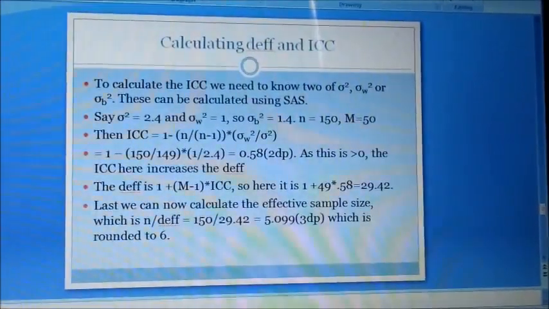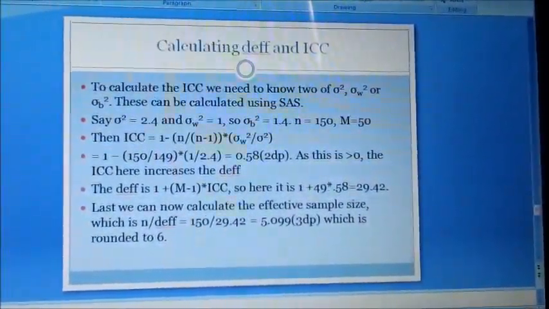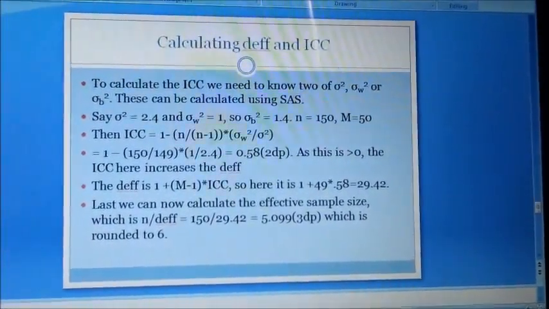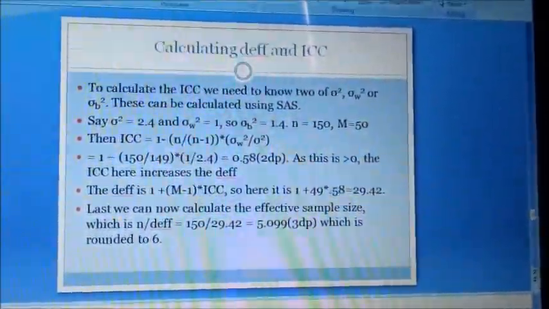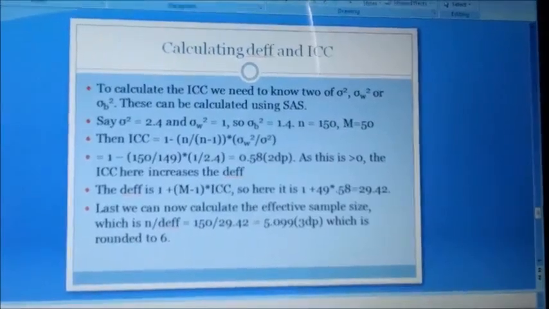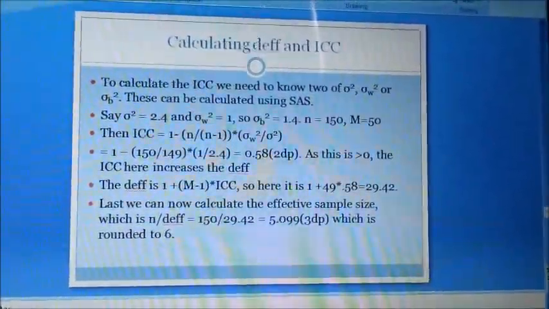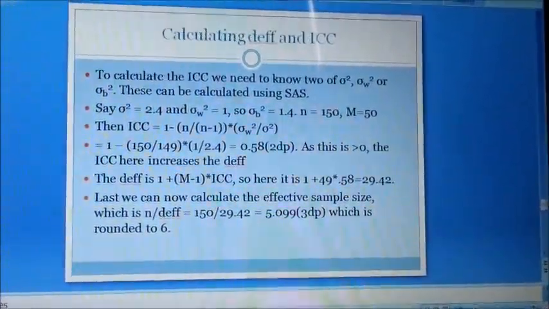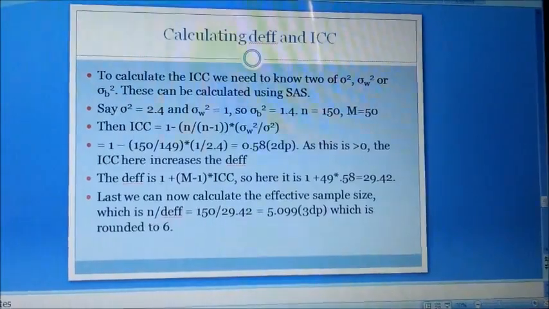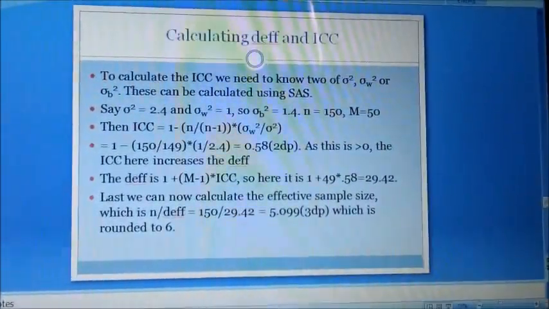Let's assume that lowercase n is 150 for our first go, and that the number of elements in each cluster is 50. So we have ICC equals 1 minus n over n minus 1 times the within cluster variance over the total variance, and this is equal to 1 minus 150 over 149 times 1 divided by 2.4, and this comes out to be 0.58, rounded to 2 decimal places.